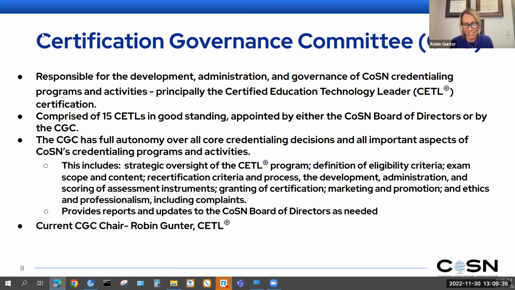Yes. So one of the things that Chelsea just talked about is some of the things we have to have in place. And one of those is a governance committee. And this also plays into the background of the CETL. So we do have a certification governance committee. We call it the CGC. And this is the body that is responsible for maintaining that high level of expectation around it. And again, there's a lot on this slide. In just a second, I'm going to talk about our subcommittees, which really talks about the work that the CGC does. We do have 15 CETLs that are in good standing from across the country who are on this board. So next slide.